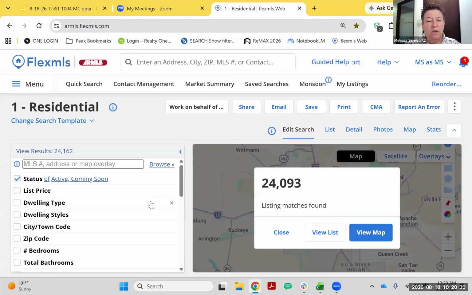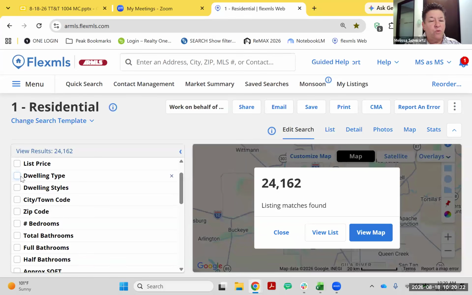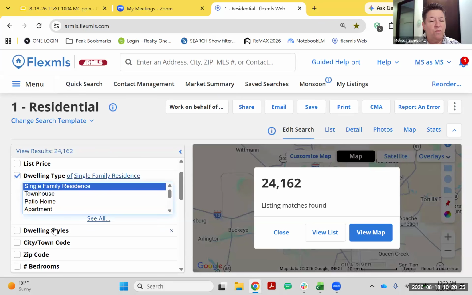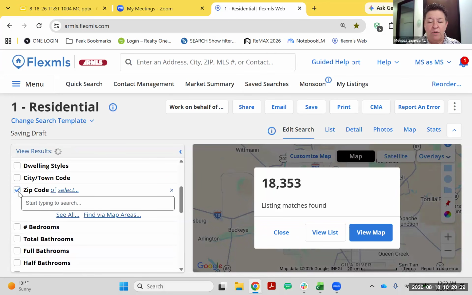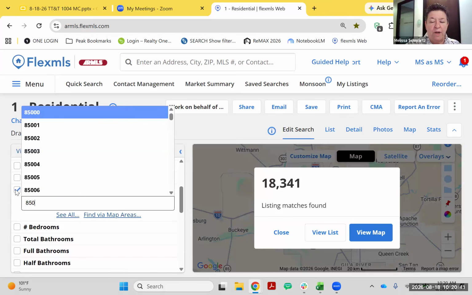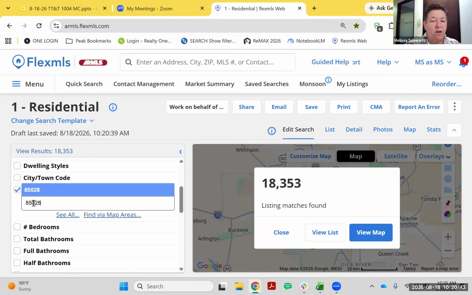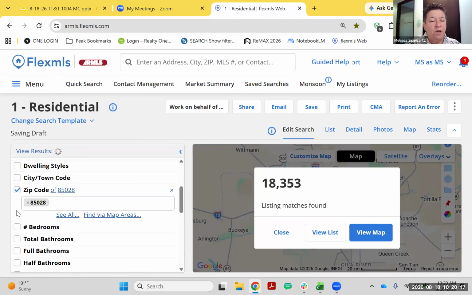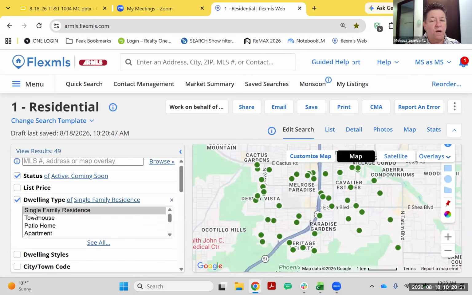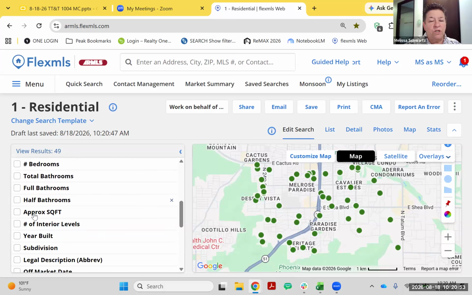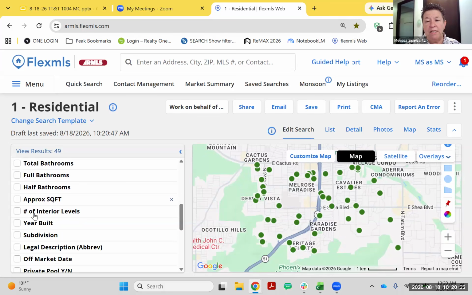Let's do dwelling type of single family homes. And why don't we do this zip code of 85028, which is our zip code right here. Whoops, did it stay? There we go. Anything else specific you guys want? We'll just do that 85028 and see what happens.